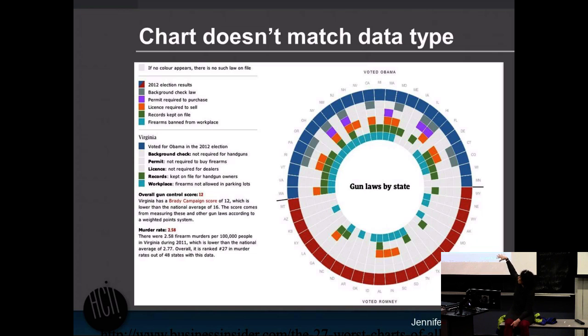And the purple ones, which are also only in the blue states, require a permit to purchase. And the green ones are records kept on file. And then the blue are firearms banned from the workplace. So you can pick any of these states, and it will give you an overall gun score if you roll over it with your mouse, and a murder rate. So it's an interesting visualization to explore. But I would argue it's not a great visualization of what they're trying to show. So what might you have done instead? And why is this not the right kind of visualization?